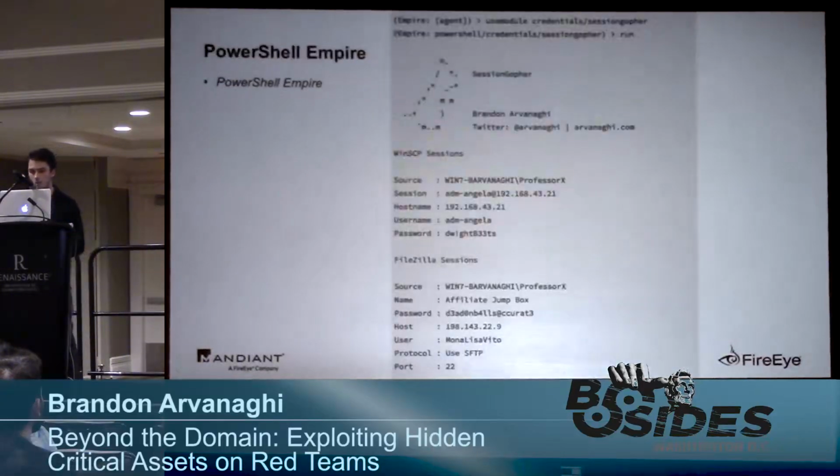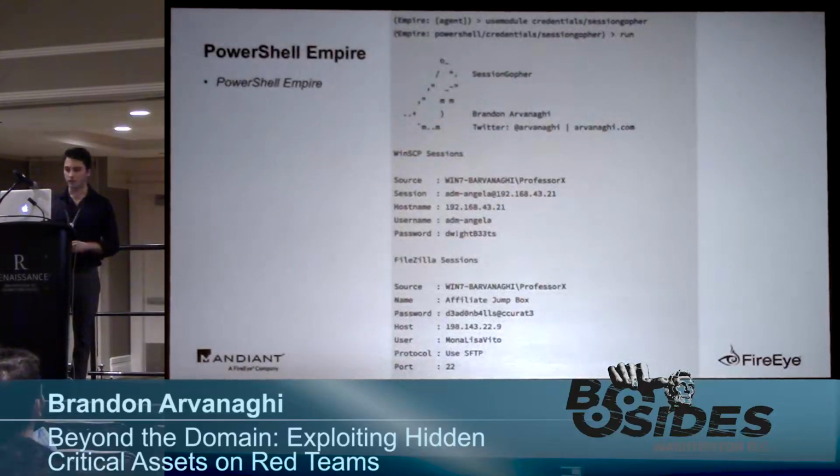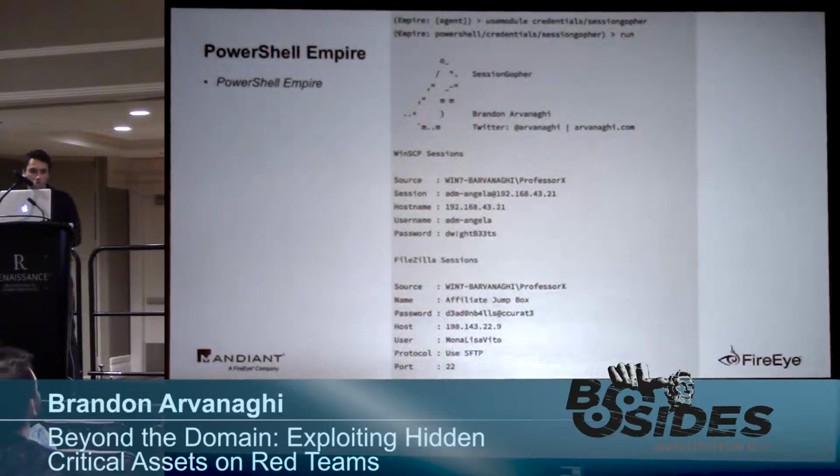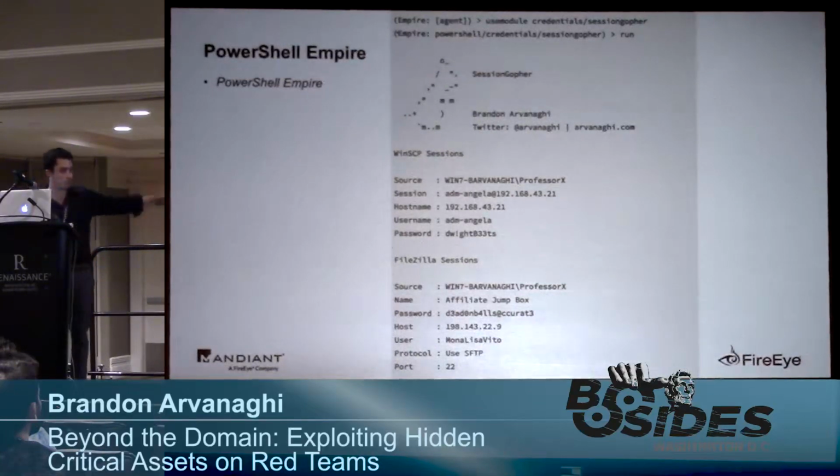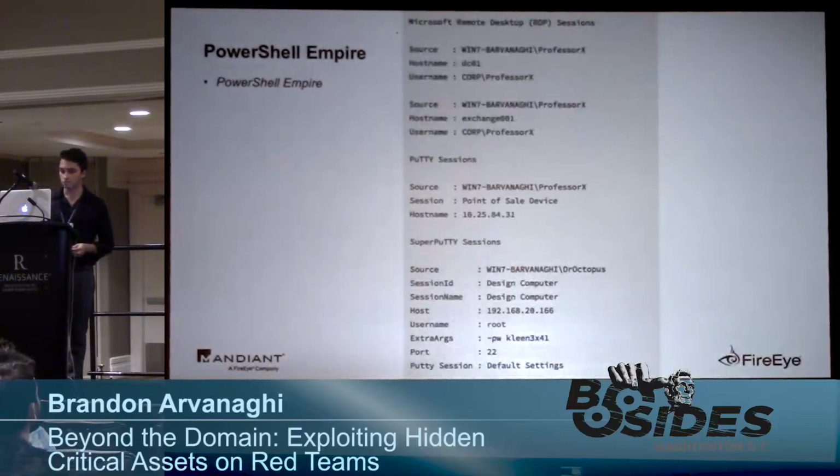So in PowerShell Empire, it's very simple. Once you have your agent, you would just do usemodule credentials, sessiongopher, and then just do run. And this is example output. It found a WinSCP session on the system that you have the beacon on. Angela is the username, with Dwight Beats as an Office reference. FileZilla session, it found one, and it got the credentials there. And RDP sessions, SuperPuTTY sessions, etc.